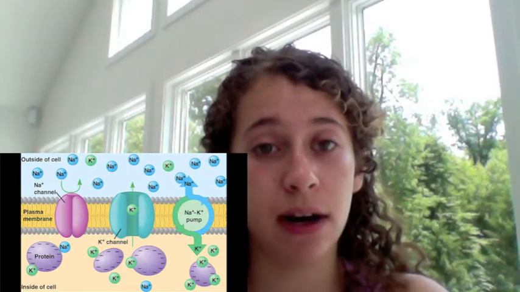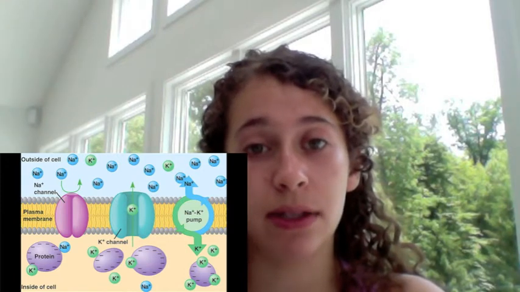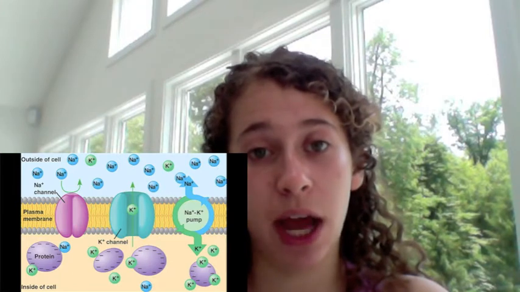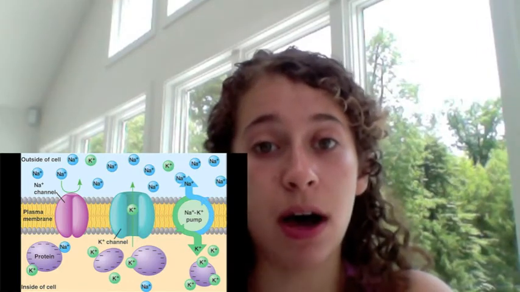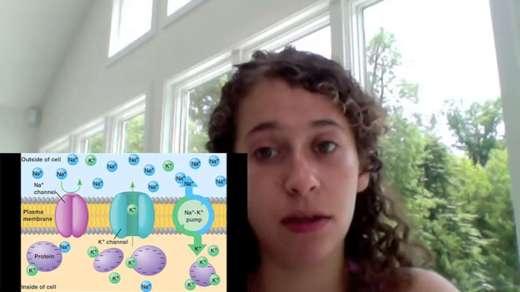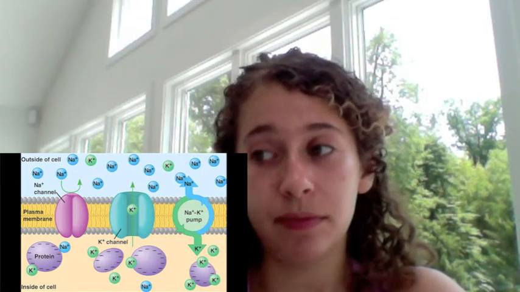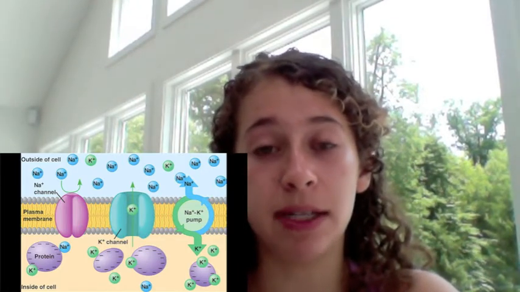There's also gated channels. For the sodium channel, it is always closed, not allowing sodium inside. However, for the potassium channel, it is open, allowing potassium out, and the pump keeps pumping potassium in. So potassium is pumped in, though it leaves through diffusion through the channel, and sodium is pumped out all the time, and it can't enter the cell.